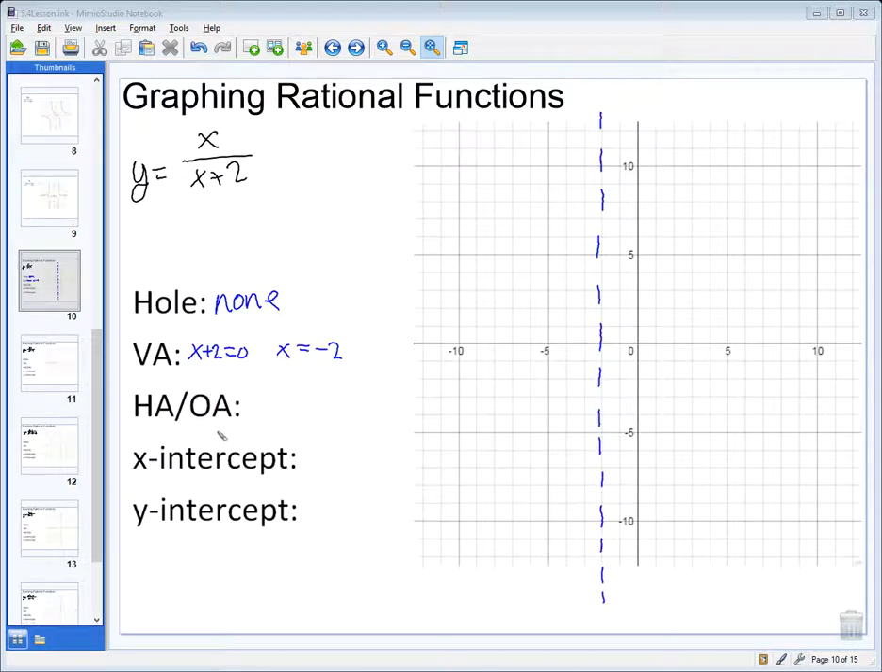Our horizontal or oblique asymptote, remember that comes from taking the highest power on top and dividing it by the highest power on bottom. And since x divided by x is 1, we have a horizontal asymptote where y equals 1.